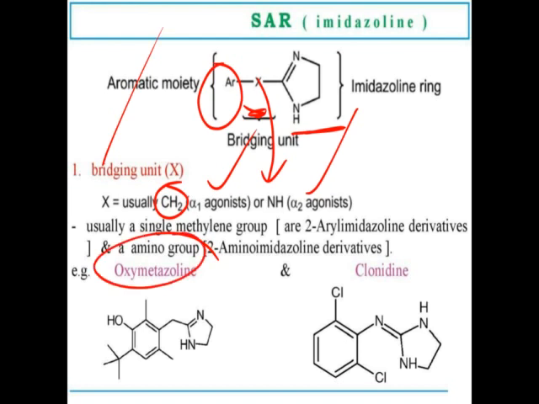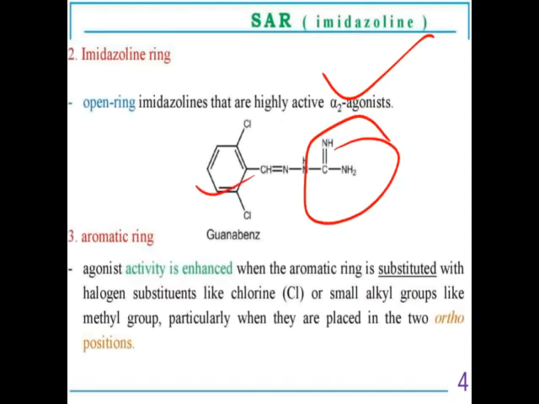Here we know in case of oxymetazoline, due to the CH2 bridge, it becomes more alpha 1, and in clonidine, due to the nitrogen bridge or amine bridge, it becomes more alpha 2 selective. Guanabenz is more alpha 2 agonist as the open imidazole ring is present. So by observing only the structure, you can find out whether the drug is more alpha 1, alpha 2, beta 1 or beta 2 selective, or which selectivity the drug has. From the structure, it is easy for you to write down their selectivity.